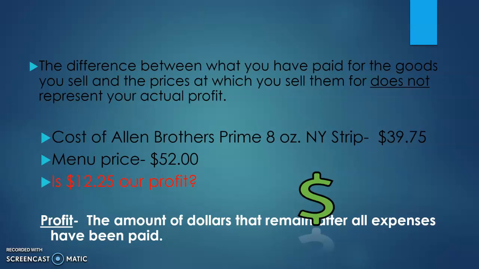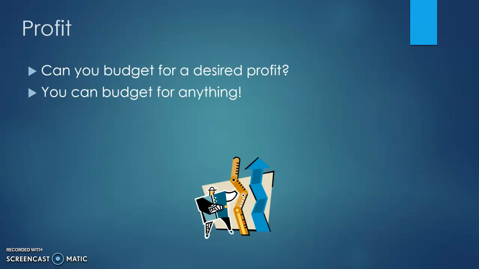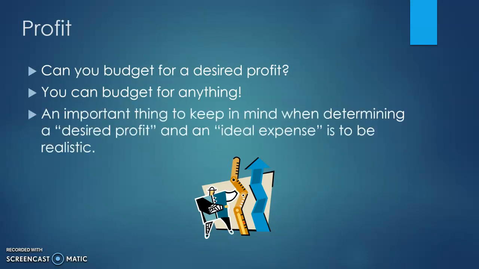Even if I put it on the menu at $52, that's still very cheap compared to what it costs us. Once again, not everybody would pay that. And that would only generate $12.25 in what may seem like our profit, but is it really, right? Is that our profit? The answer is no, because profit is the amount of dollars that remain after all expenses have been paid, and essentially no expenses have been paid at this point. I've only paid the person that brought in my New York strip, right?